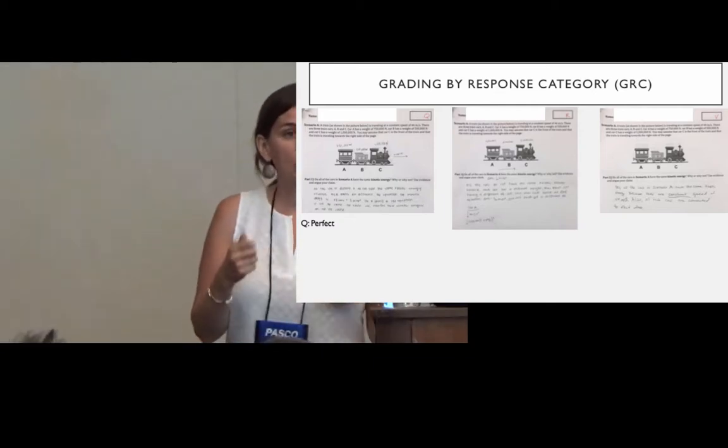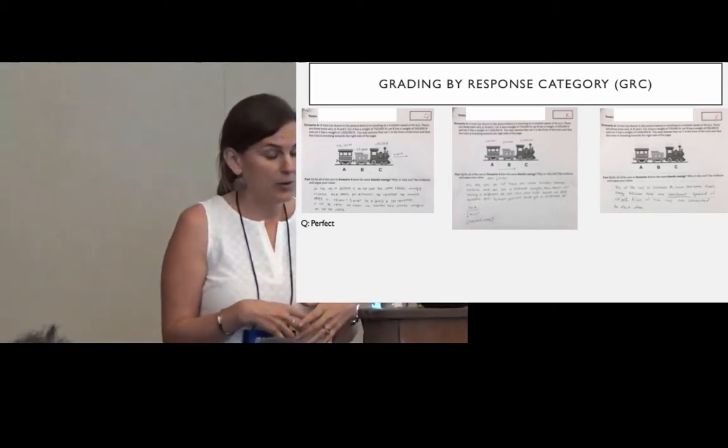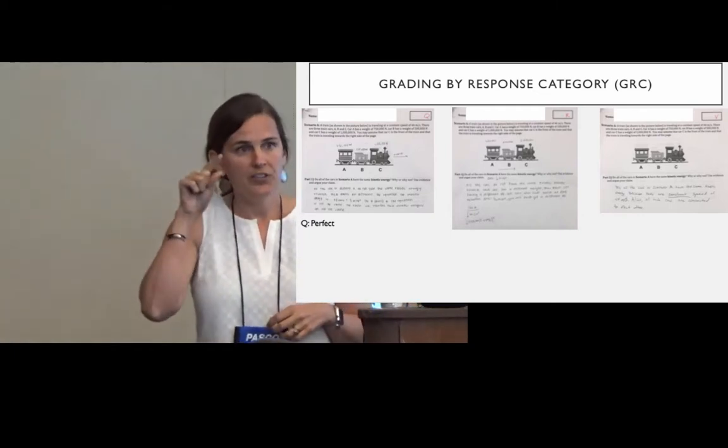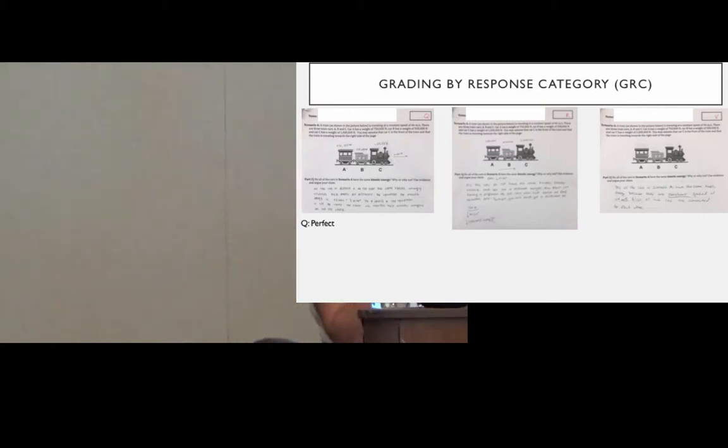And so when you're going through and you're grading these things, you might see a solution that you think is perfect. Okay, but instead of writing 100 or 10 out of 10, you give this perfect solution a code of Q. Okay, that's just a letter, a code of Q. And you write that on the top of their page.